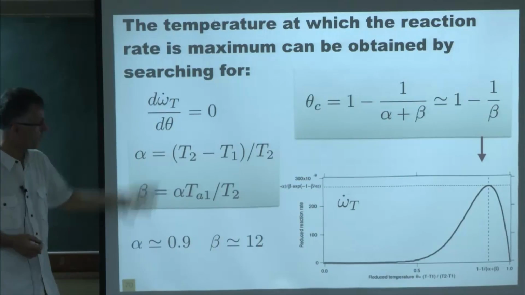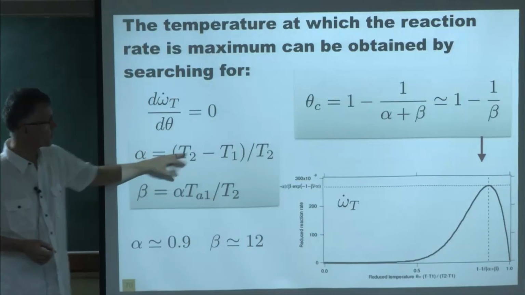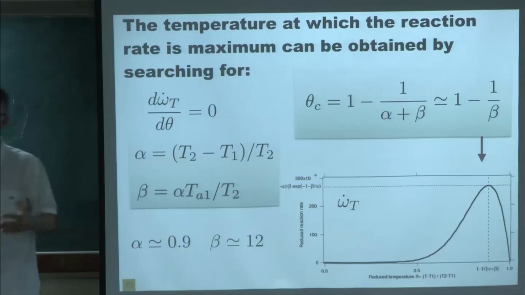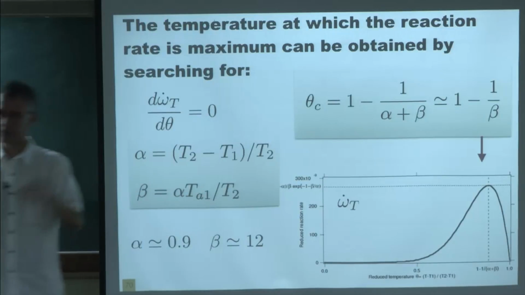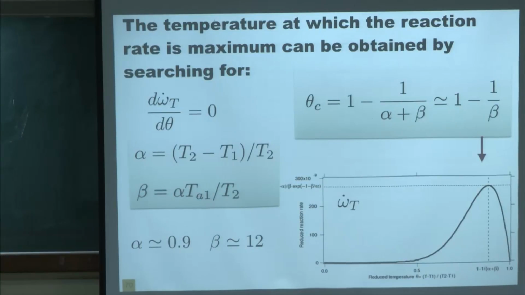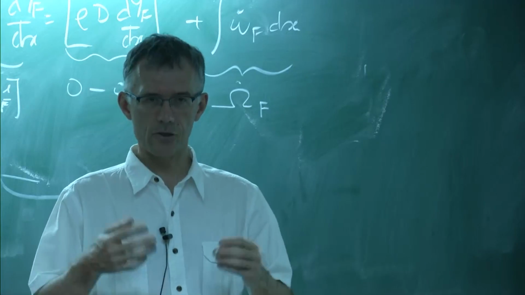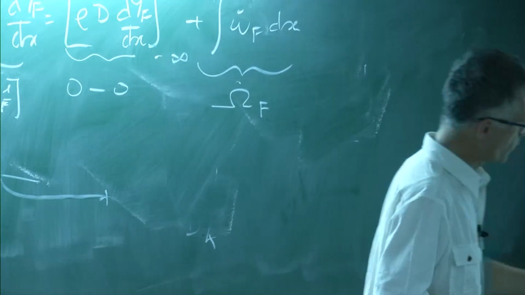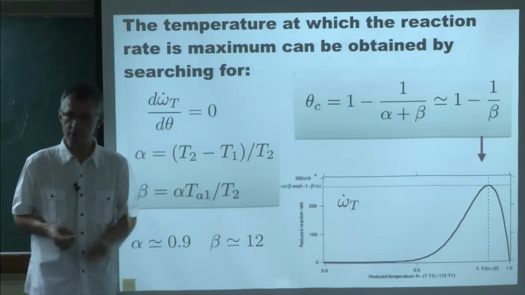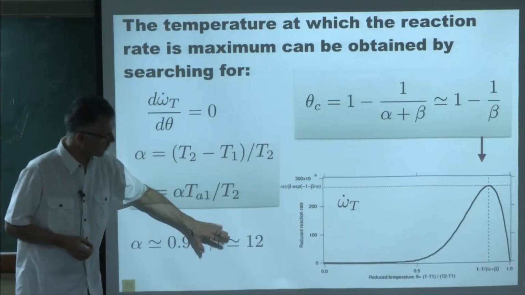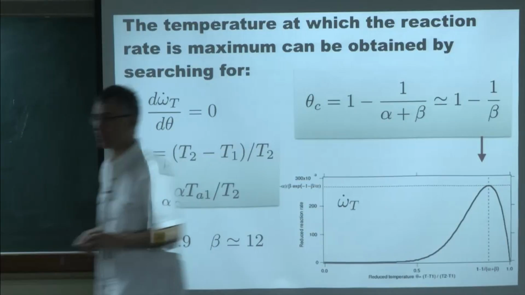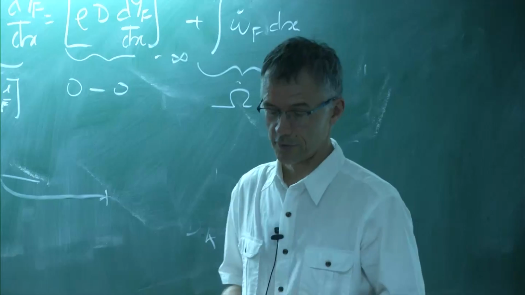Alpha is of the order of 0.9 normally, because T2 is large compared to T1, and beta is a large number because the activation temperature is usually large. So everything I'm doing here is like a crash course in what we call asymptotic theory, large energies of activation, where we're going to use this property to simplify the problem. Because beta is large, the shape of this curve becomes what it is now, and that's a property that we will use to solve for the flame front.